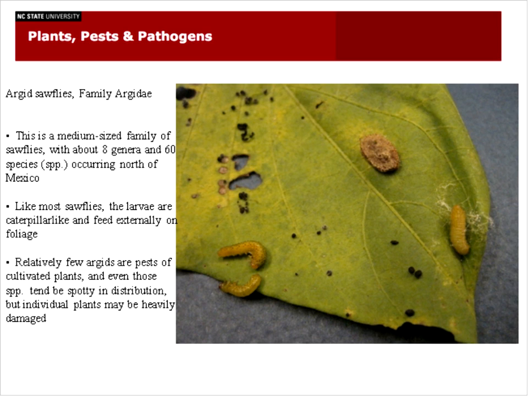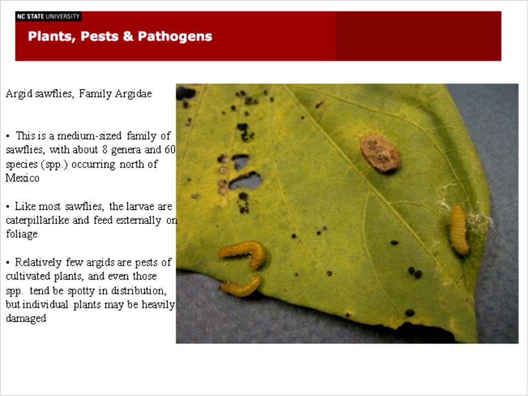I had good fortune to spend a couple of weeks in Trinidad and Tobago many years ago, and we found a number of Argid sawflies in bromeliads on limbs of trees. We were looking for frogs and lizards in the bromeliads, and we found a lot more of the Argid sawflies than we did of the frogs and lizards. But hey, you know, they're critters, and I'll take them where I can get them.